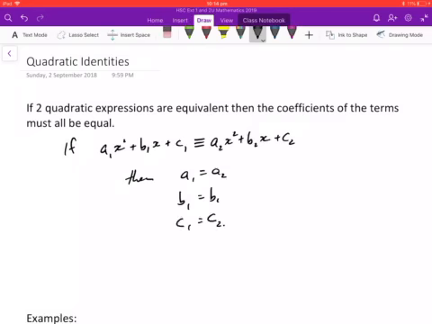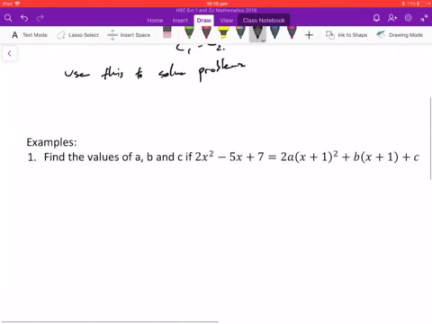The basic idea is if I know that two quadratics are equal to each other, sometimes you see this triple equal sign, sometimes just a normal equal sign, but whatever the case, then I know the coefficients must be equal to each other. And so I use that to solve problems. Let me show you an example of a typical type of question.